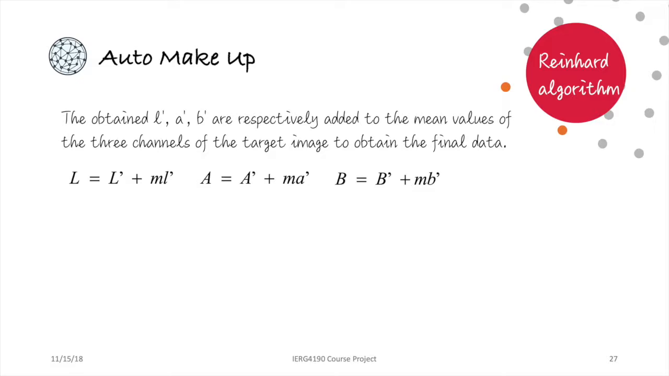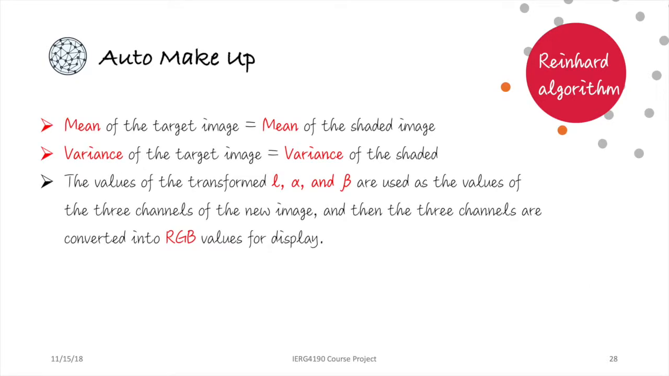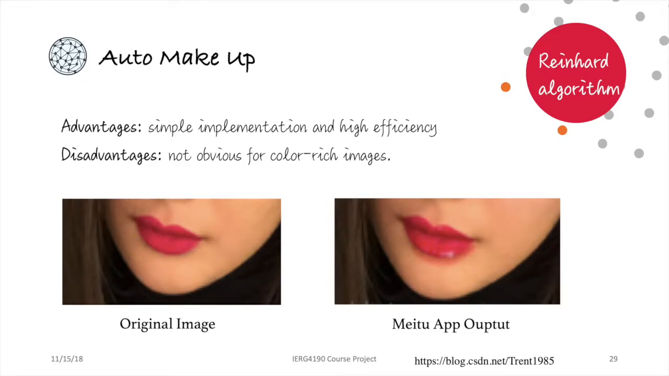After finishing, the pixel relationship between the target image and the source image is obtained. This simple linear transformation ensures that the target image and the source image have the same mean and variance in the L alpha beta color space. The values of the transformed L, alpha, and beta are used as the values of the 3 channels of the new image. Then the 3 channels are converted to RGB values for display. The advantages of the algorithm are simple implementation and high efficiency, but the effect is not obvious for color-rich images. That's why it is very suitable for Meitu to use the Reinhard algorithm, because lip color is quite simple.